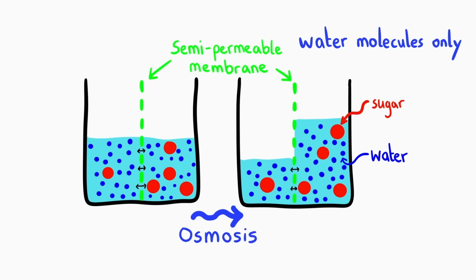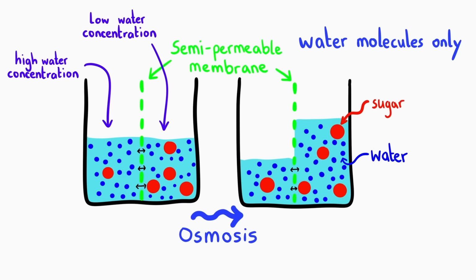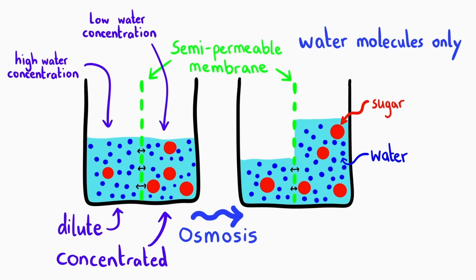Osmosis is a specific type of diffusion that involves the movement of water molecules across a partially permeable membrane. Water moves from a region of higher water concentration to a region of lower water concentration. Another way to think about it is that water moves from a dilute solution to a more concentrated solution. This movement continues until the concentration on both sides are equal, or until pressure prevents further movement.